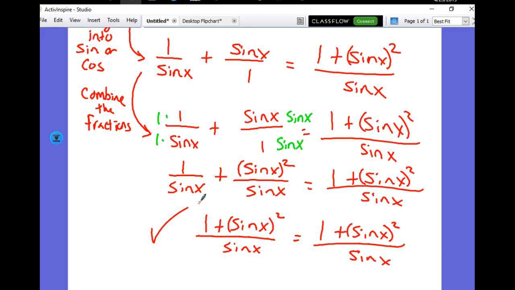So, once again, we always start off with strategy 1, changing everything to sine and cosine. And we learned 2 other strategies. Now, the other 2 strategies, they don't always happen. How do you know when they're going to happen? Well, the complex fraction strategy, that happens when you see a complex fraction. How do you know when to do this one? Well, this strategy is going to be whenever you have one fraction on one side and 2 on the other. That means you need to combine them together.